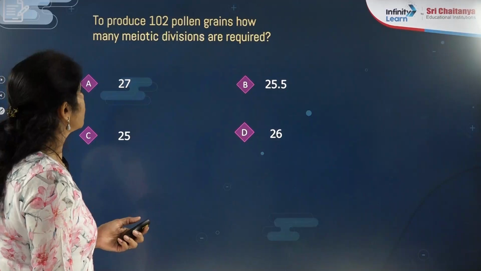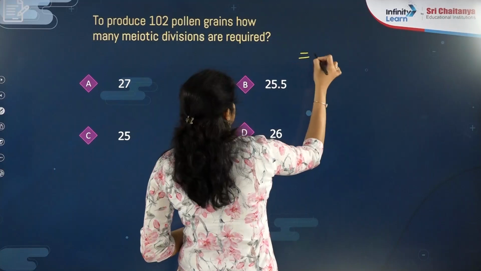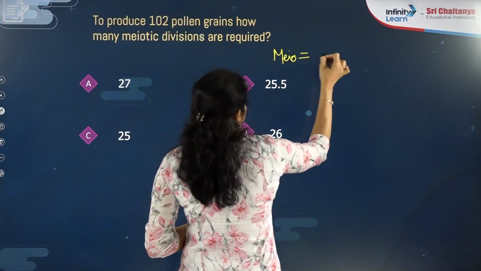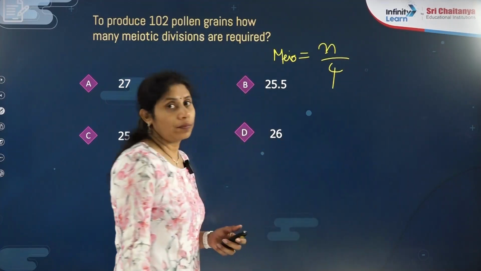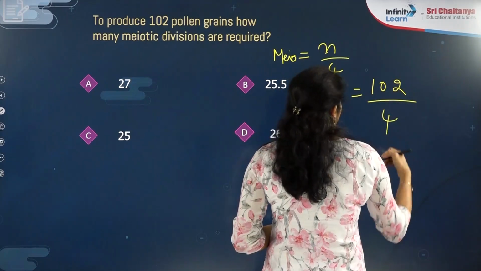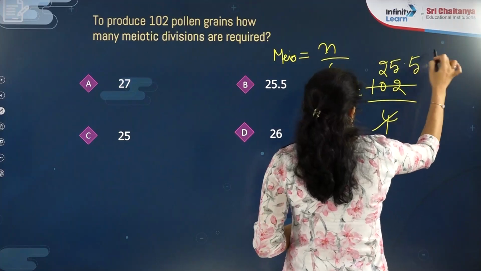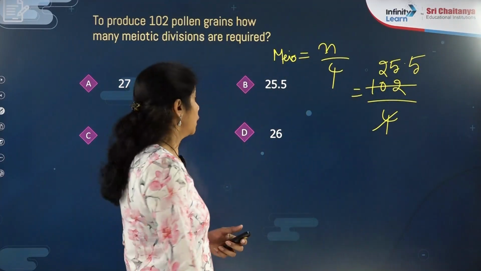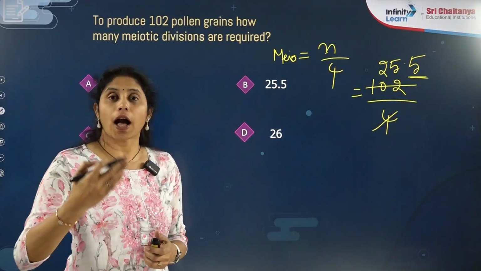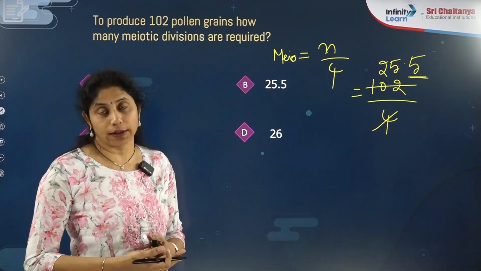Next. To produce one or two pollen grains, how many meiotic divisions are required? There is a formula for the meiotic divisions: n by 4. So here the number of pollen grains is 102, so 102 by 4 will become 25.5. But we can't decide that the division is incomplete. Half of the division is completed, half is not completed. We can't take it. So we have to round it off to the next nearest number.